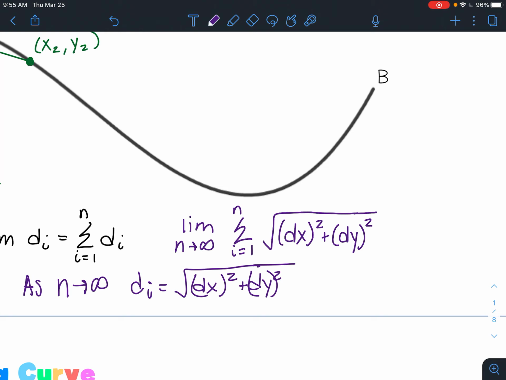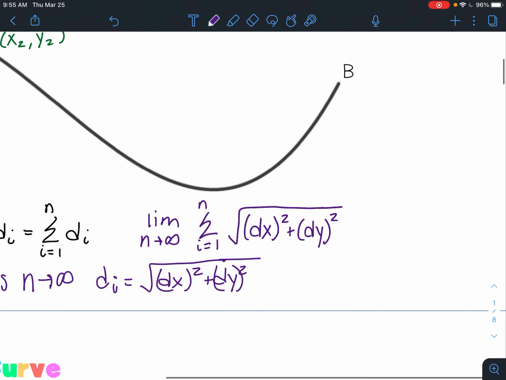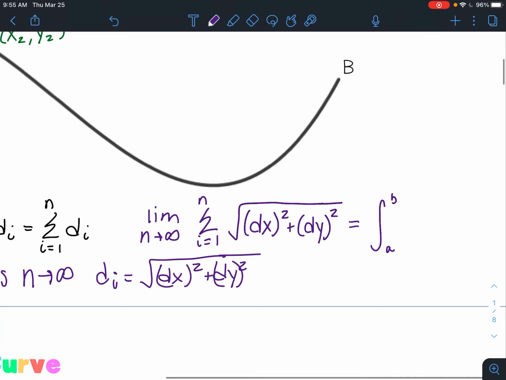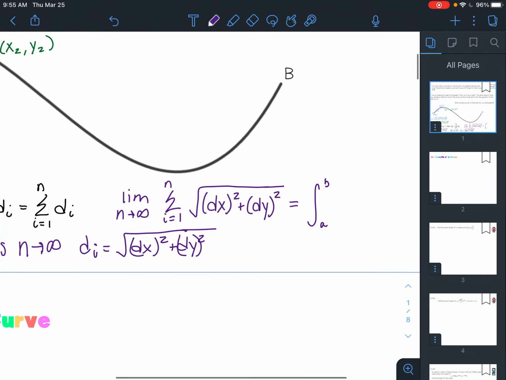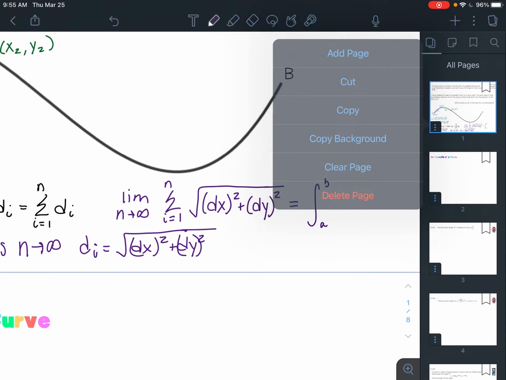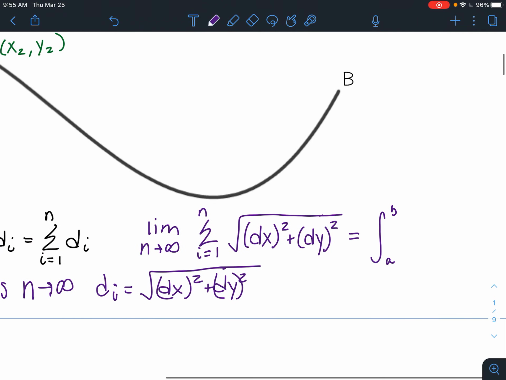Right? And we know that the limit as n goes to infinity of a summation like that actually turns into a definite integral from a to b. And now let's just do a little bit of manipulation here. So I'm going to run out of space. This was poor planning on my part. It's fine. That's what the add page button is for.